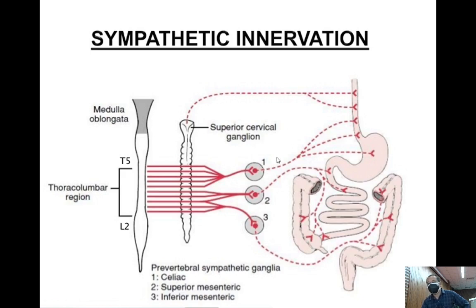So the sympathetic fibers arise from T5 to L2. Of course, they pass through the sympathetic chain and then form synapses in the ganglia. There is the celiac ganglion, the superior mesenteric and the inferior mesenteric, and the postganglionic fibers are then sent to different parts of the gastrointestinal tract.